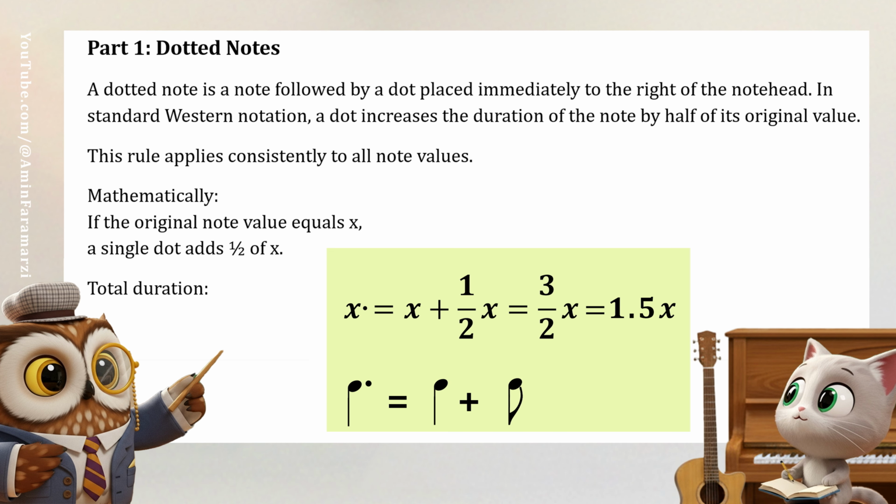Part 1. Dotted notes. A dotted note is a note followed by a dot placed immediately to the right of the note head. In standard Western notation, a dot increases the duration of the note by half of its original value. This rule applies consistently to all note values. Mathematically, if the original note value equals x, a single dot adds half of x. Total duration equals x plus half of x equals 3/2x.